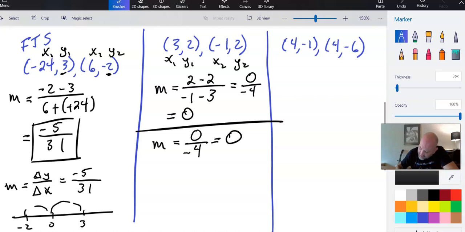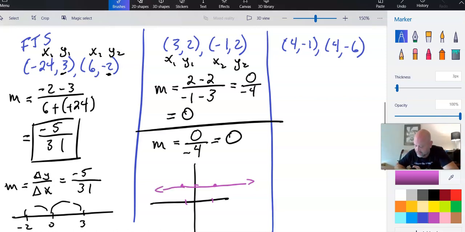So if I look at that as a graph, I'm going to do a little graph here. Let's look at these 2 points. 3, 2. So 3 and then at 2, we'll say it's right there. And then -1, 2, so that would be down here. And if I look at them, I have a horizontal line.